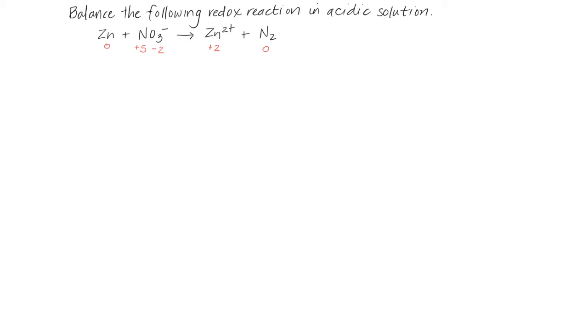Now let's write our half reactions. Zinc goes to zinc 2+. Zinc on the left is a 0. Zinc on the right is a +2. Therefore, there's a loss of 2 electrons. This would be our oxidation half.